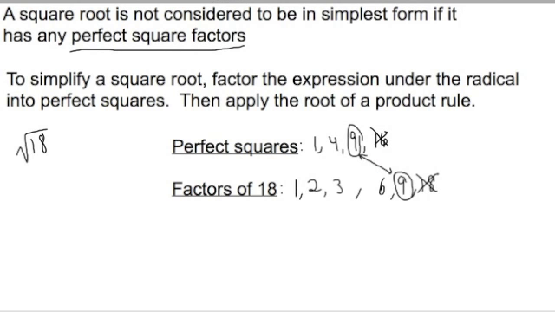So I can use this rule. To simplify a square root, factor the expression under the radical into perfect squares. Well, here's the expression under the radical, and I know I can factor this so that it has a perfect square factor of 9. I don't want to change the value. So that means I need to figure out what I need to multiply 9 by to give me 18. That number is 2. This tells me that the square root of 9 times 2 is the same as the square root of 18.